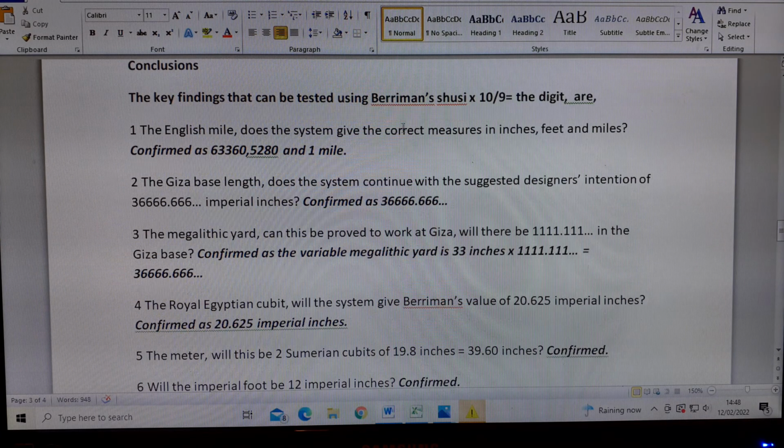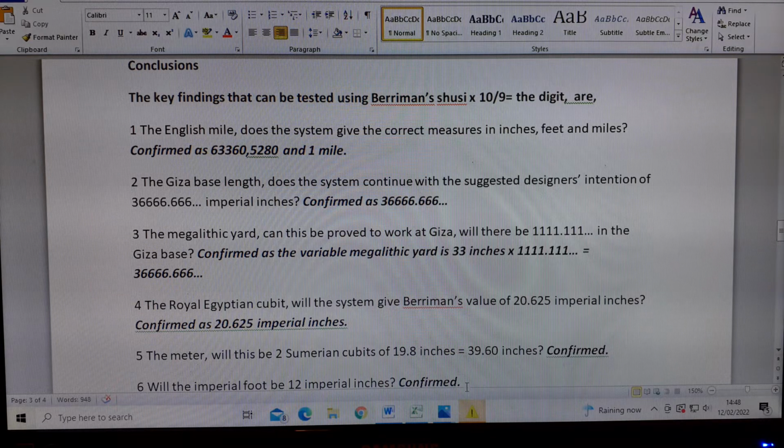Conclusions. The key findings that can be tested using Berriman Giza times 10/9 the digit are: 1. The English mile. Does the system give the correct measures? Yes. They're confirmed. Giza base length. Does it continue with the suggested design and intention of 36666.666? Yes. Megalithic Yard. Will there be 1111.111 in the Giza base? Yes, the variable Megalithic Yard's 33 inches. So then again, 36666.666.